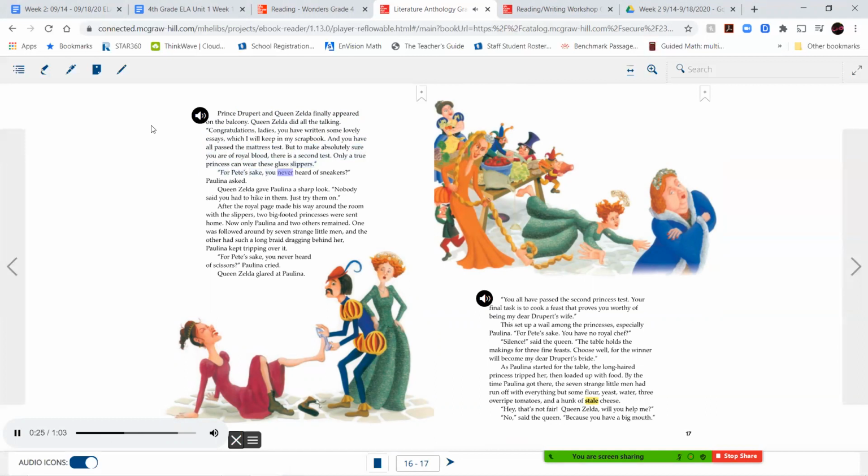"For Pete's sake, you never heard of sneakers?" Paulina asked. Queen Zelda gave Paulina a sharp look. "Nobody said you had to hike in them. Just try them on." After the royal page made his way around the room with the slippers, 2 big-footed princesses were sent home.